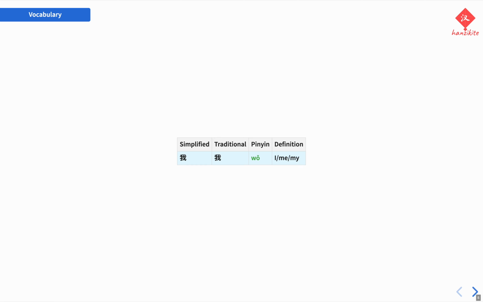Here are some common words and phrases that use 我. Listen to their pronunciation and meaning to expand your vocabulary. 我 pronounced wǒ means I, me, my.